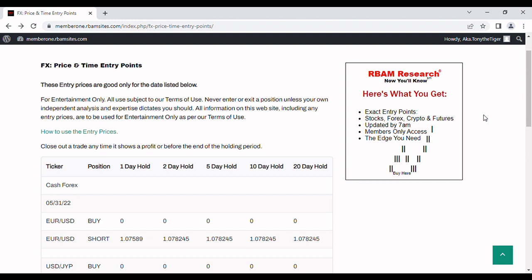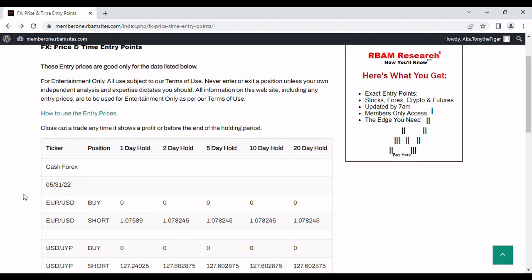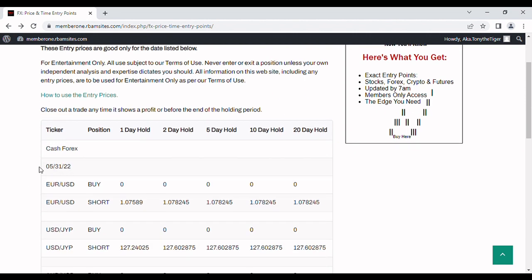We're going to do a quick video on Swing Trading Forex. That's Forex trading using the rbamresearch.com prices you see here on your screen as an aid to enter the market for swing trading. First, let's take a look. These are for the 31st of May only. These prices expire every day.